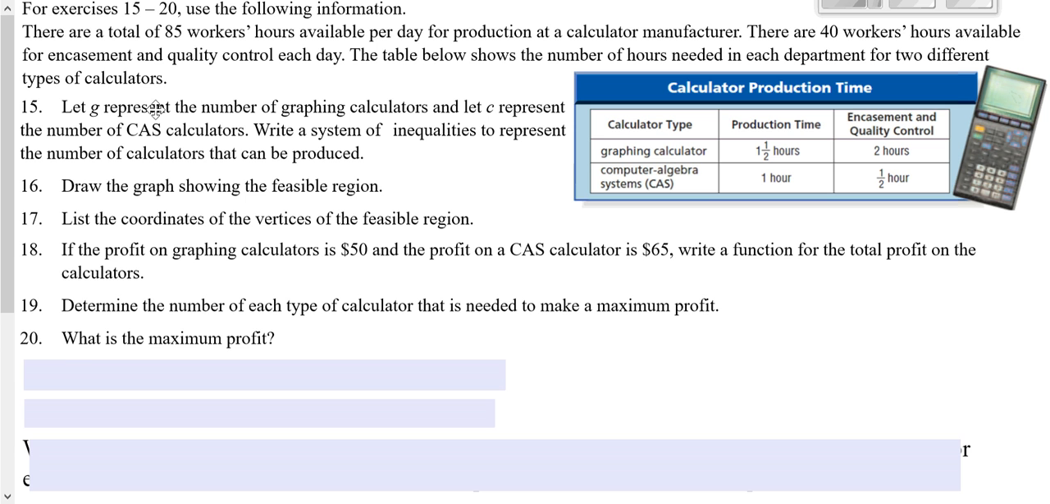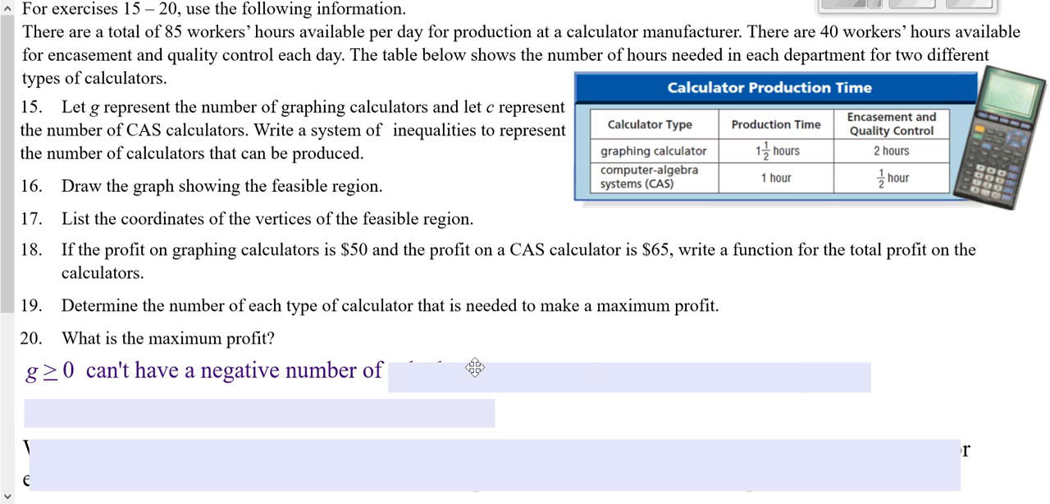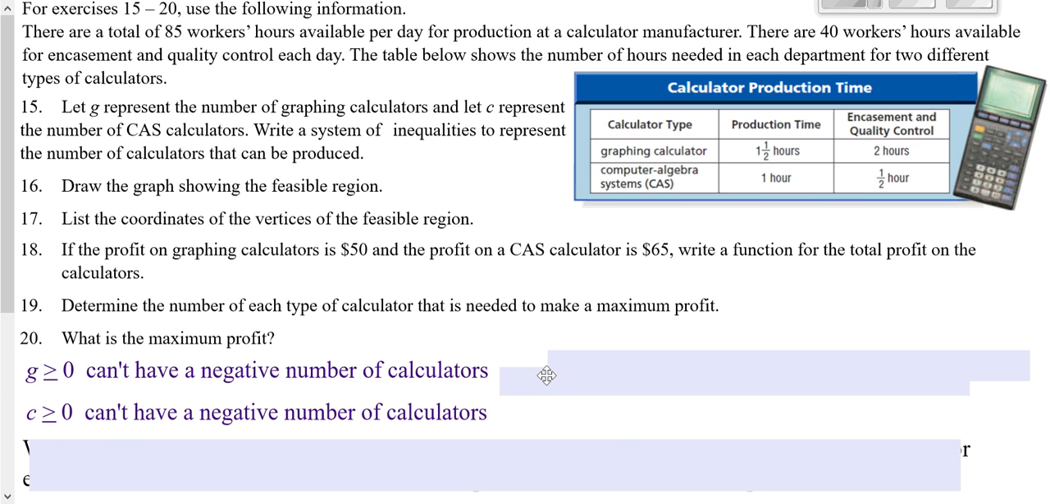We have G, which is the number of graphing calculators, and we know we can't have a negative number of graphing calculators, so we have one inequality. We are also told C is for the CAS calculators, and we know that can't be negative because we can't have a negative number of graphing calculators. Once again, your limitations or your restrictions help you come up with your other inequalities.